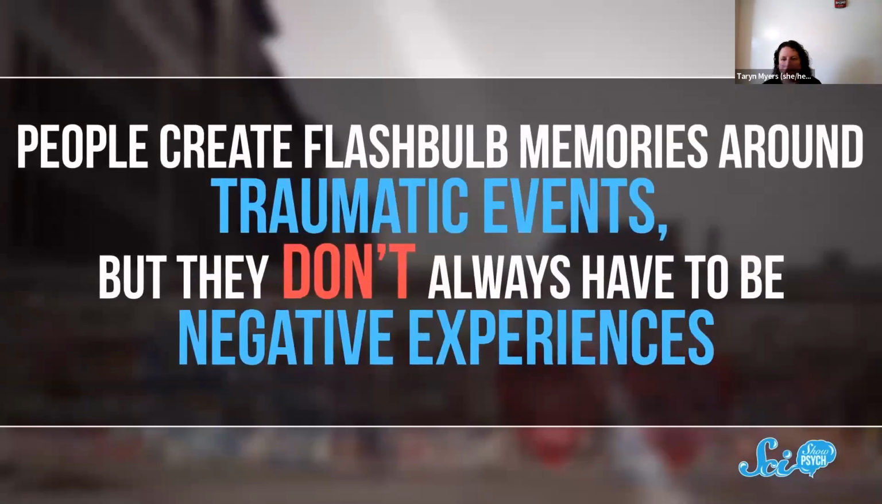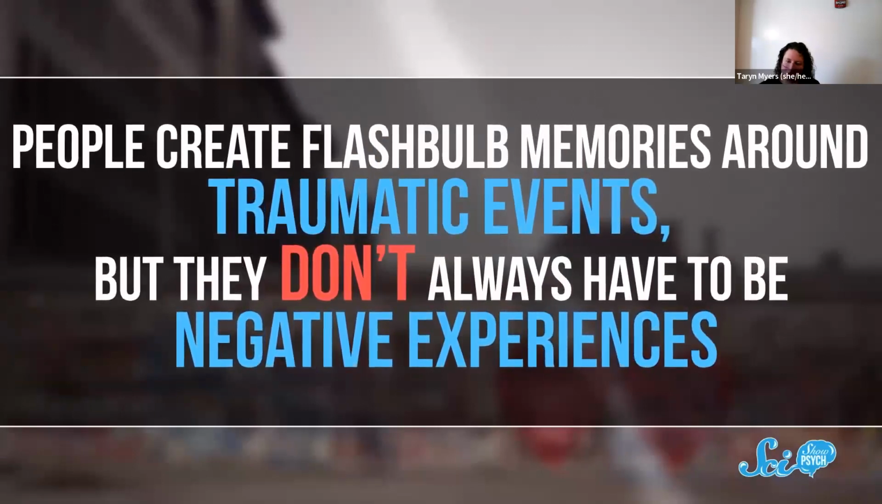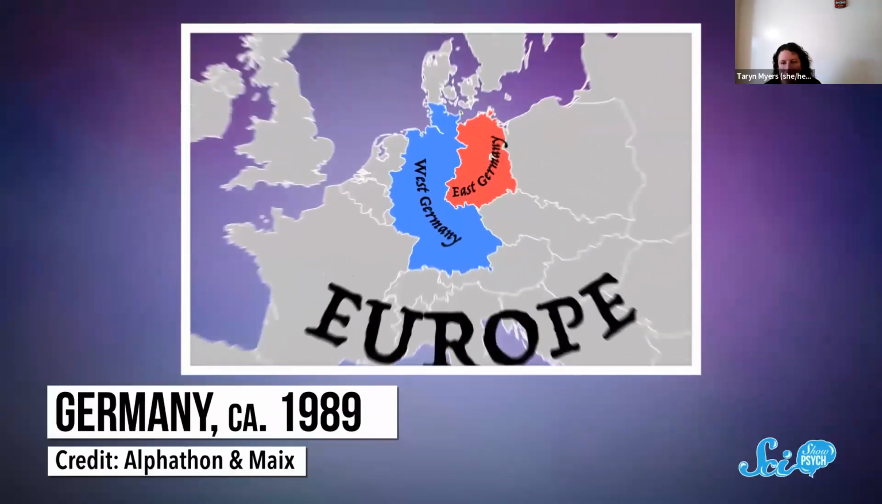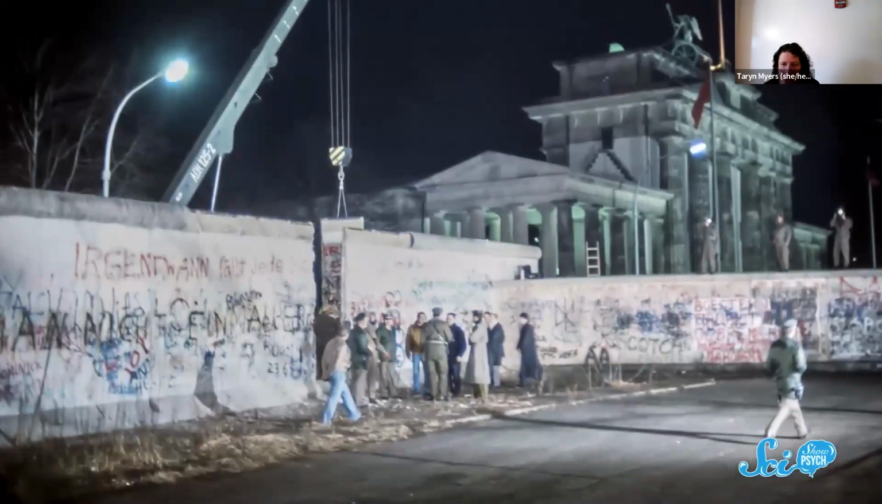We know, for example, that people create flashbulb memories around traumatic events, but they don't always have to be negative experiences. In 2007, researchers found that both East and West Germans formed flashbulb memories around the fall of the Berlin Wall, regardless of whether they thought it was a good or a bad thing. We also know that even though these memories are super vivid, they're not necessarily accurate.